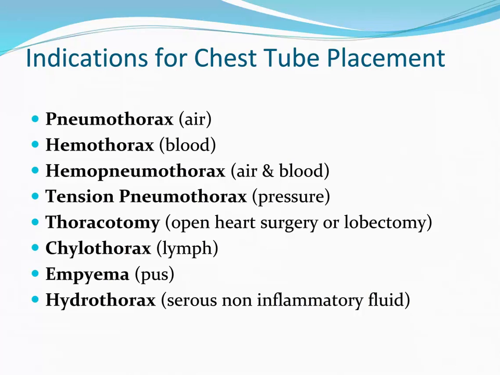There are a host of descriptive names for these conditions which represent the indications for a chest tube placement. Let's go down the list. Pneumothorax, or air in the pleural space. Hemothorax is blood in a pleural space. Hemopneumothorax is a combination of air and blood trapped in a pleural space. Tension pneumothorax is air under pressure in the intrathoracic space.